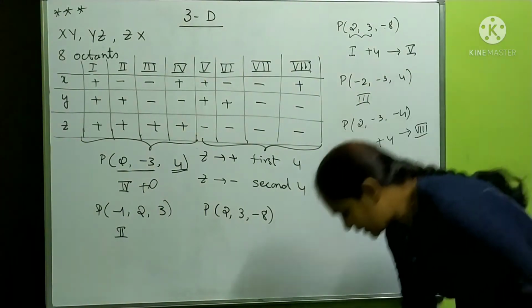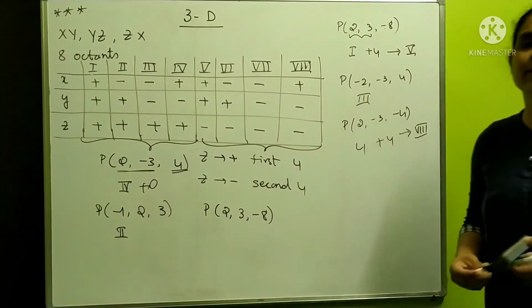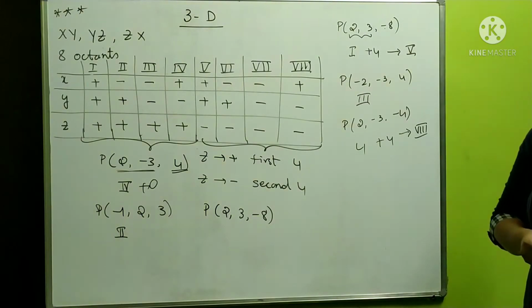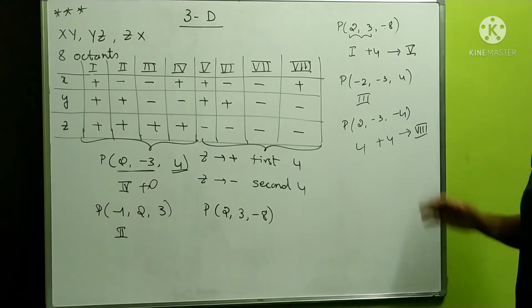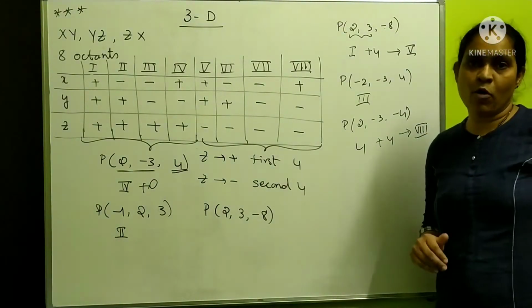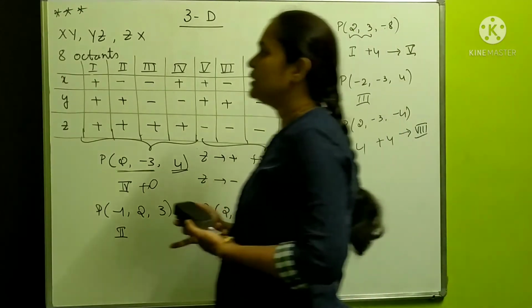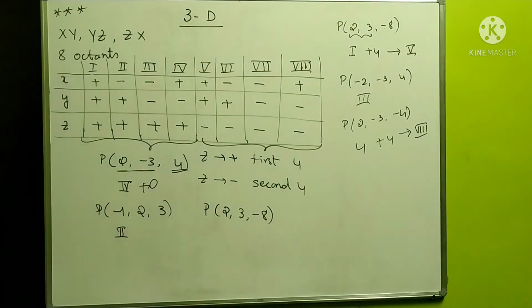Like that you have to decide. If Z is positive, your answer will come in the first 4 octants. If Z is negative, you will get it in the next 4 octants. Okay, so this is about octants.